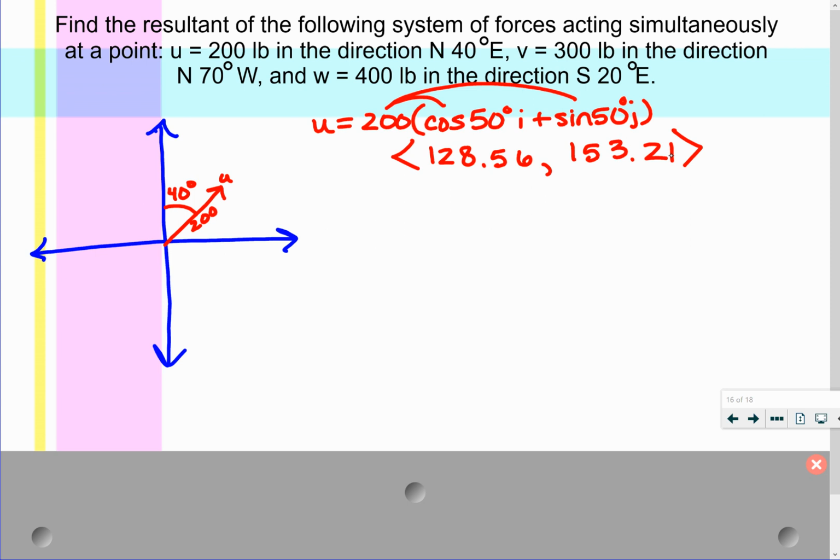All right, take a minute, work together if you want to. I want you to do the same thing now. Add to this picture vector v and vector w, and then I want you to add them together to get r. Once you have that, stop, and we'll finish the problem together. Okay, so find vector v, find vector w, add them together to get r. Go ahead.